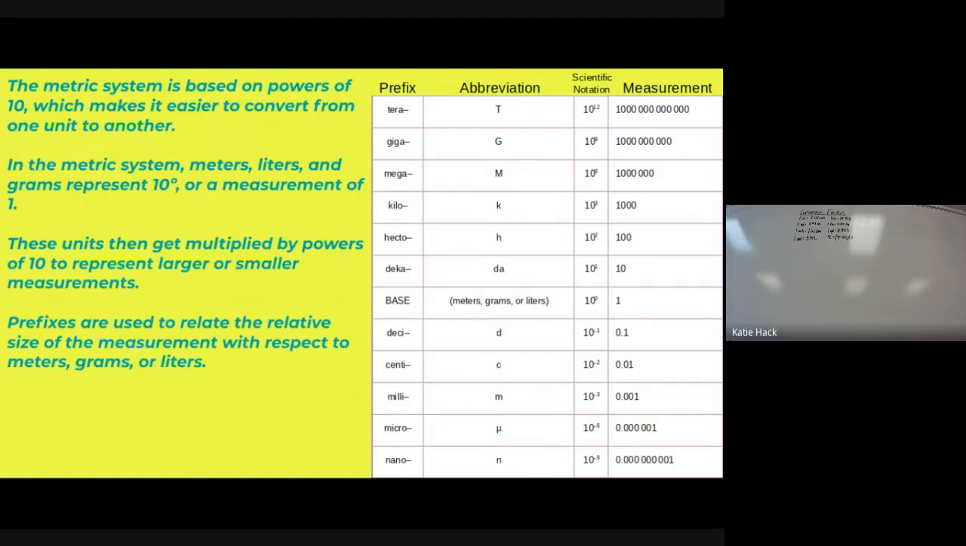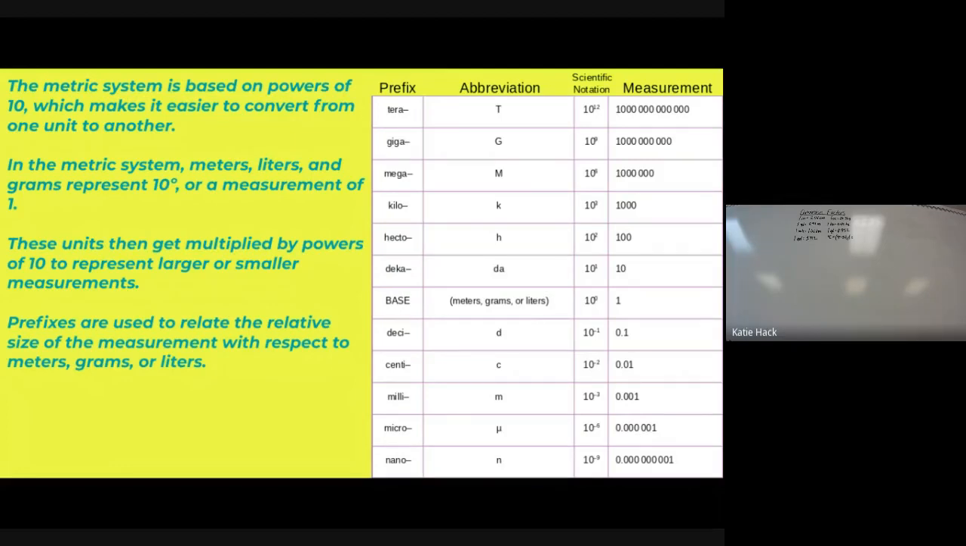Okay, so you have your base unit, which is going to be meter, grams, or liters right here. And you're going to multiply that by 10 to get to decameter. Okay, we're just going to say meters. We're going to multiply it by 10. We're going to get to decameter. So this says that there are 10 meters in every decameter.